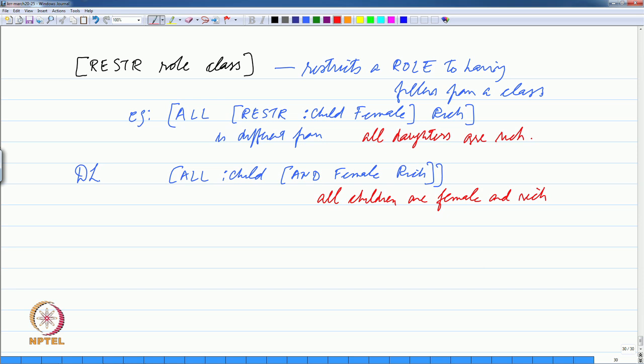So, this restrict R is restricting the role essentially. So, instead of talking about child, we are talking about all children who are female, and then we are treating this as a new role, and now we can say that all female children are rich essentially. So, using this again we can express our aunt relation.